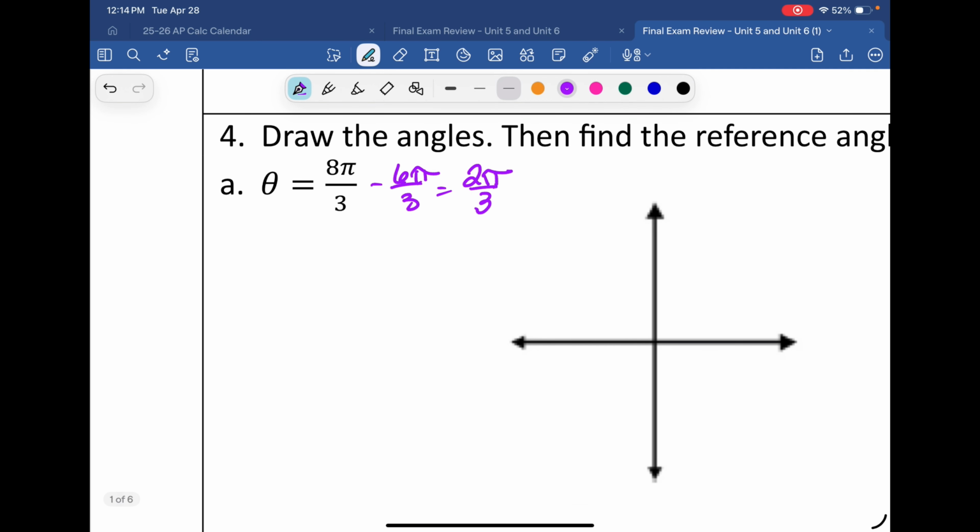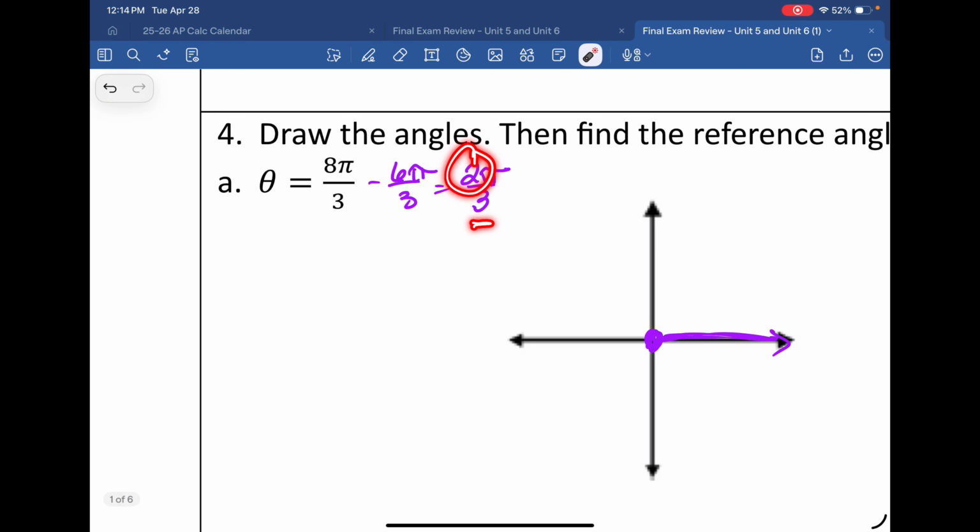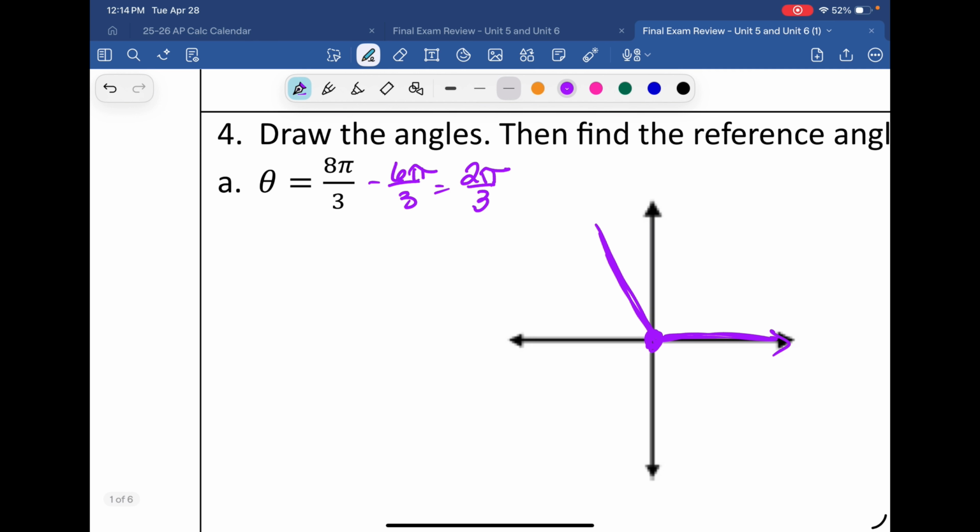Okay, terminal side. Now that's a unit circle value, and its numerator, 2, is 1 less than 3. So this falls in quadrant 2. But it goes all the way around first, and then another 2 pi over 3.